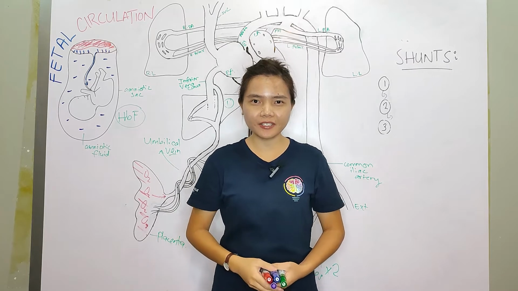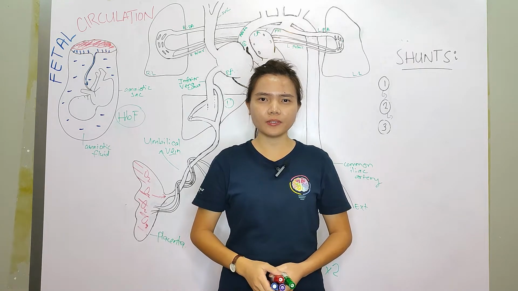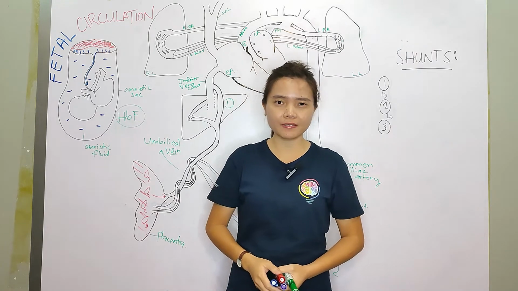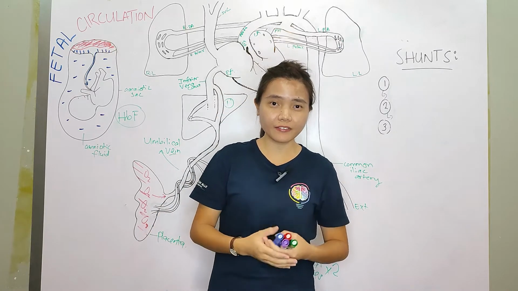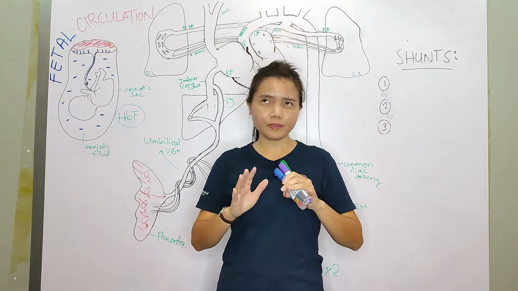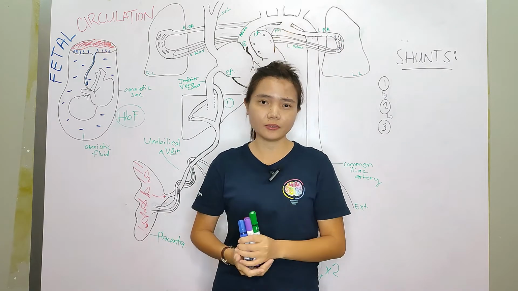Everyone, so in this video I will be talking about fetal circulation. So what is fetal circulation? Fetal circulation is basically a blood circulation that happens inside the fetus. So there are lots of differences between the fetal circulation and also the adult circulation.